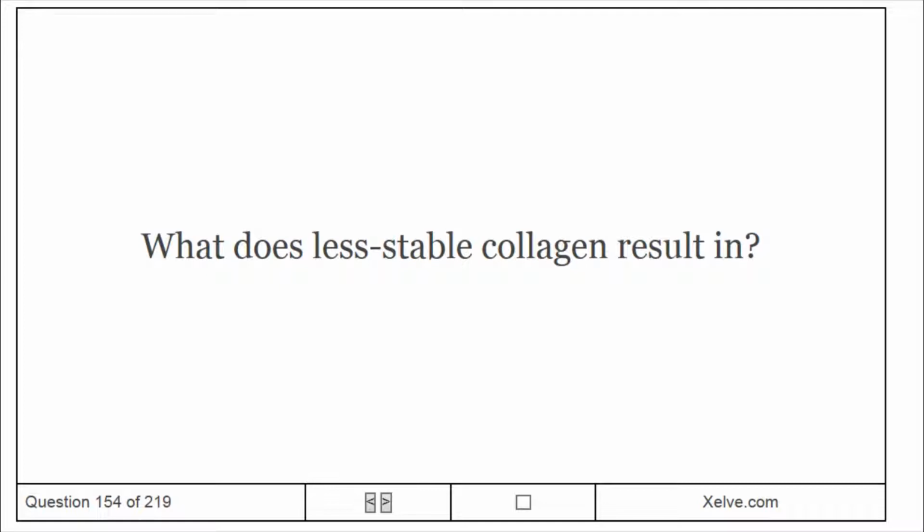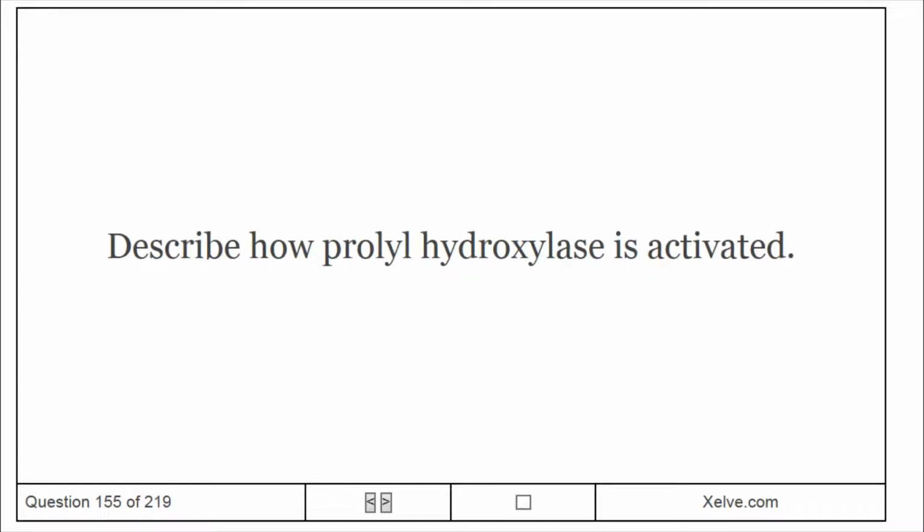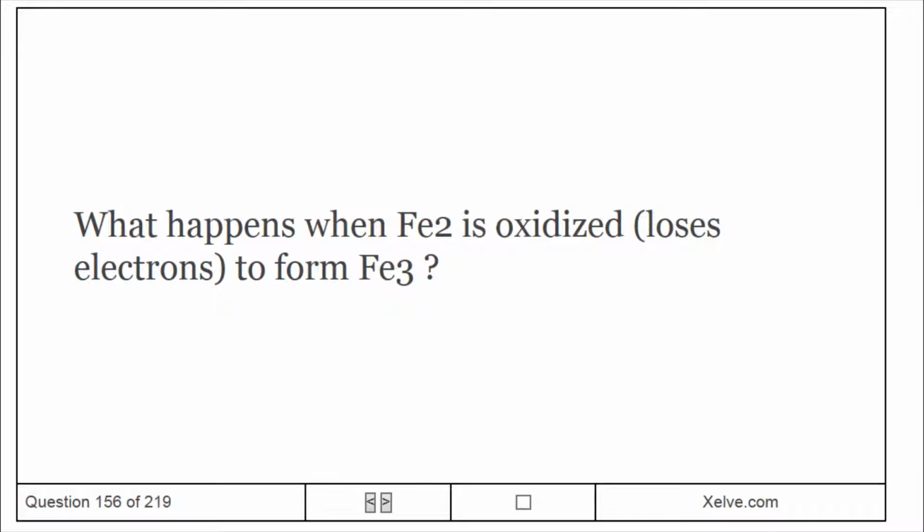What does less stable collagen result in? Scurvy. Describe how prolyl hydroxylase is activated. Fe2+ sits on prolyl hydroxylase. Fe2+ activates O2. Prolyl hydroxylase catalyzes the conversion of proline to hydroxyproline. What happens when Fe2+ is oxidized to form Fe3+?